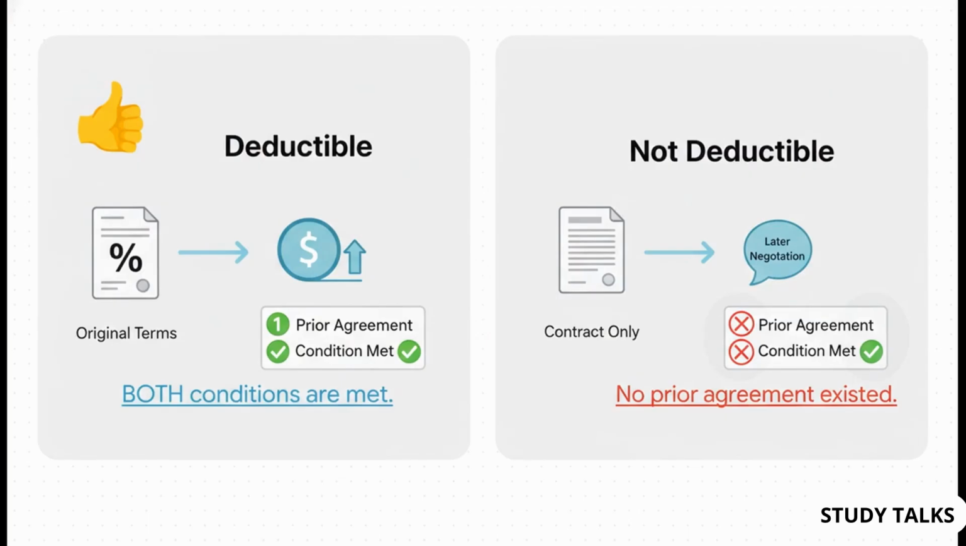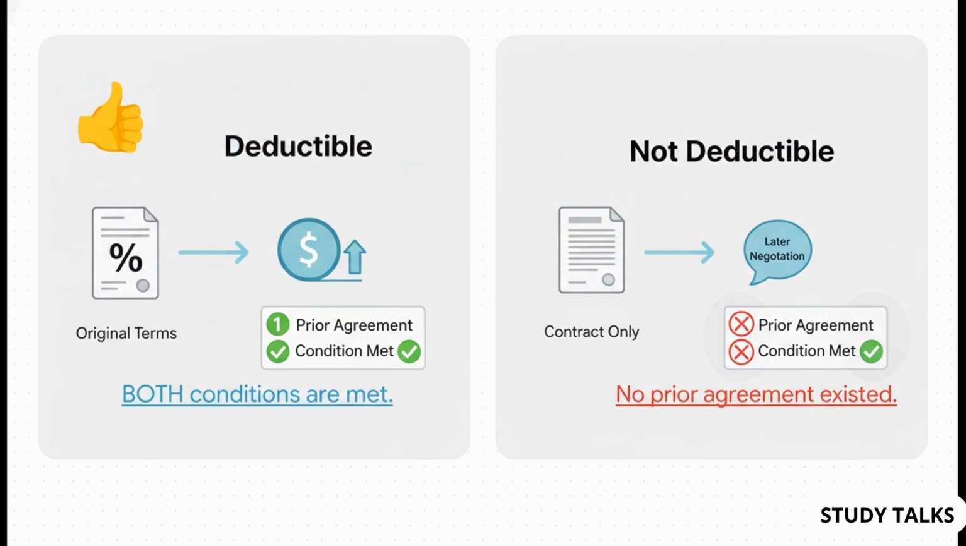Now, this slide perfectly illustrates that classic ICI twist. Look on the left. Pink and Blue Ltd had an early payment discount written right into the original terms. The customer pays early, gets the discount, and reverses the ITC. Both conditions of our checklist are met, so the discount is deductible.